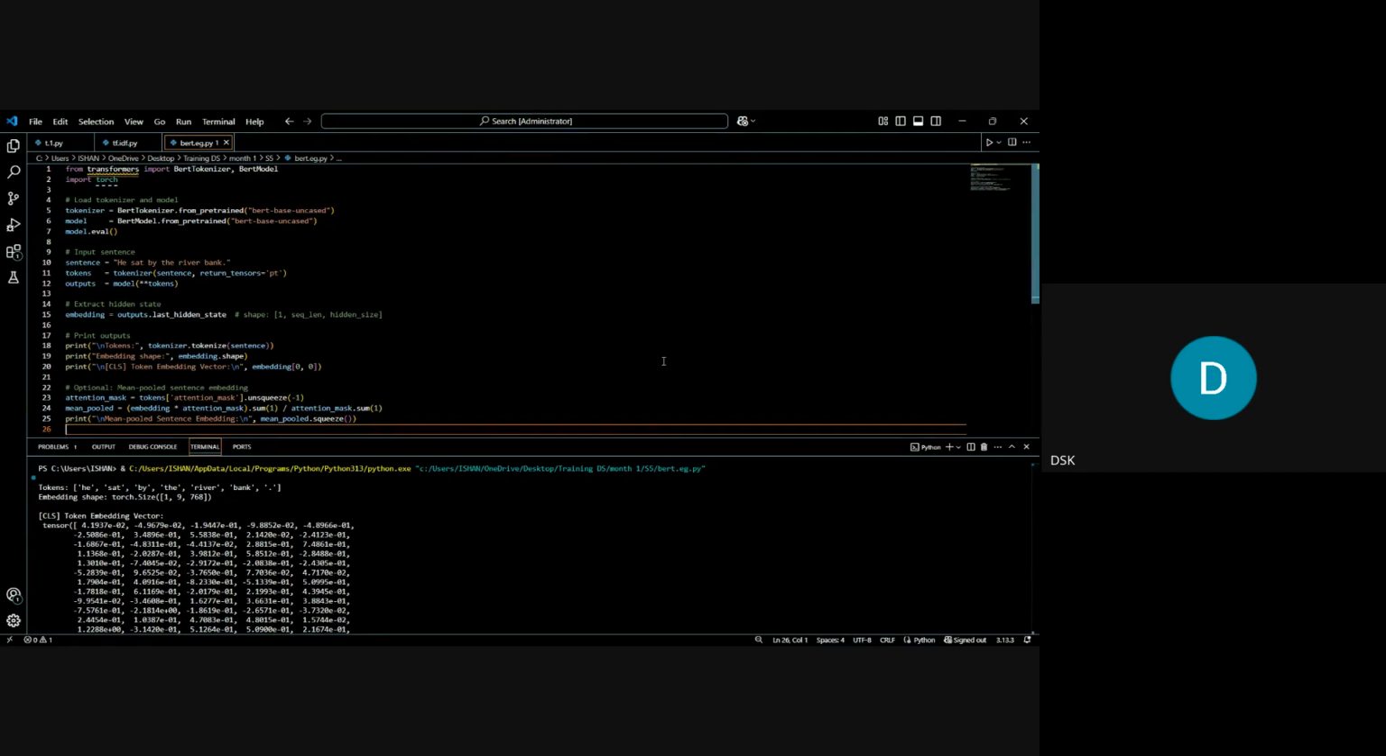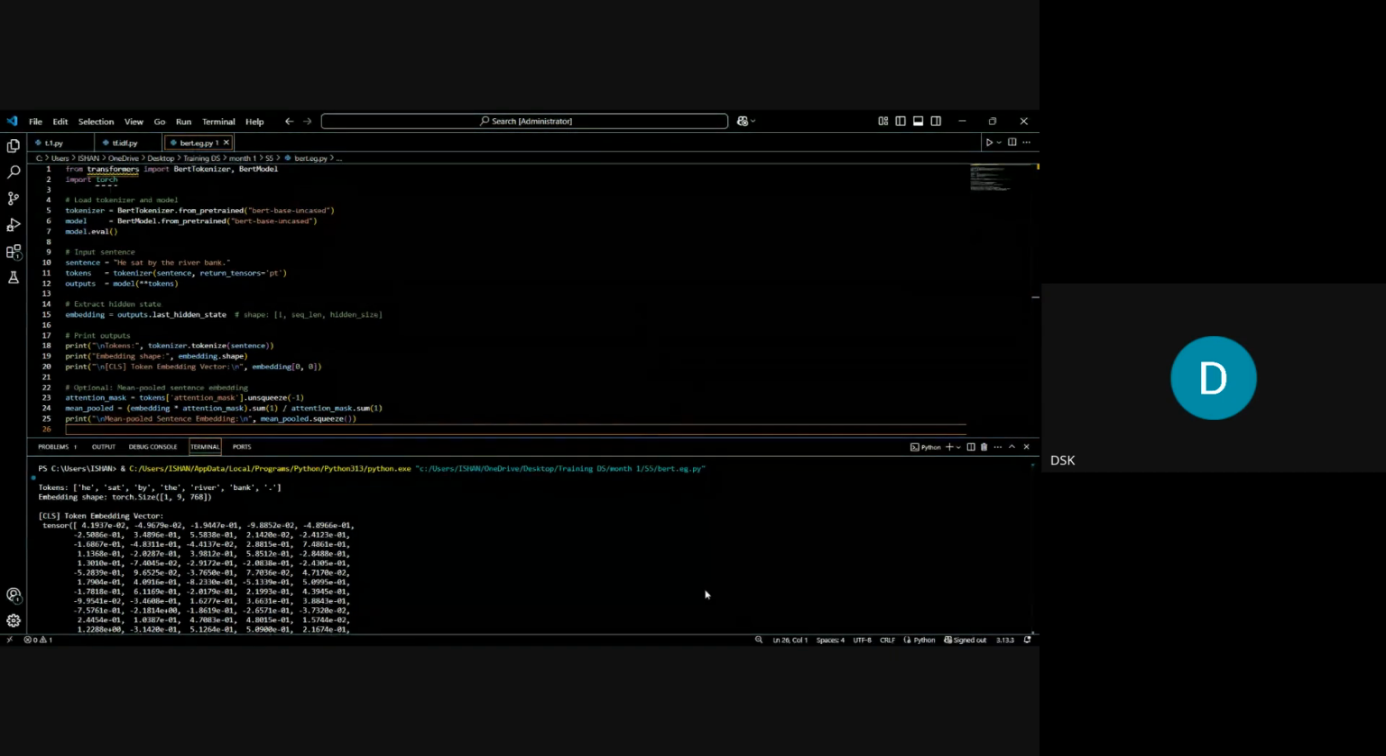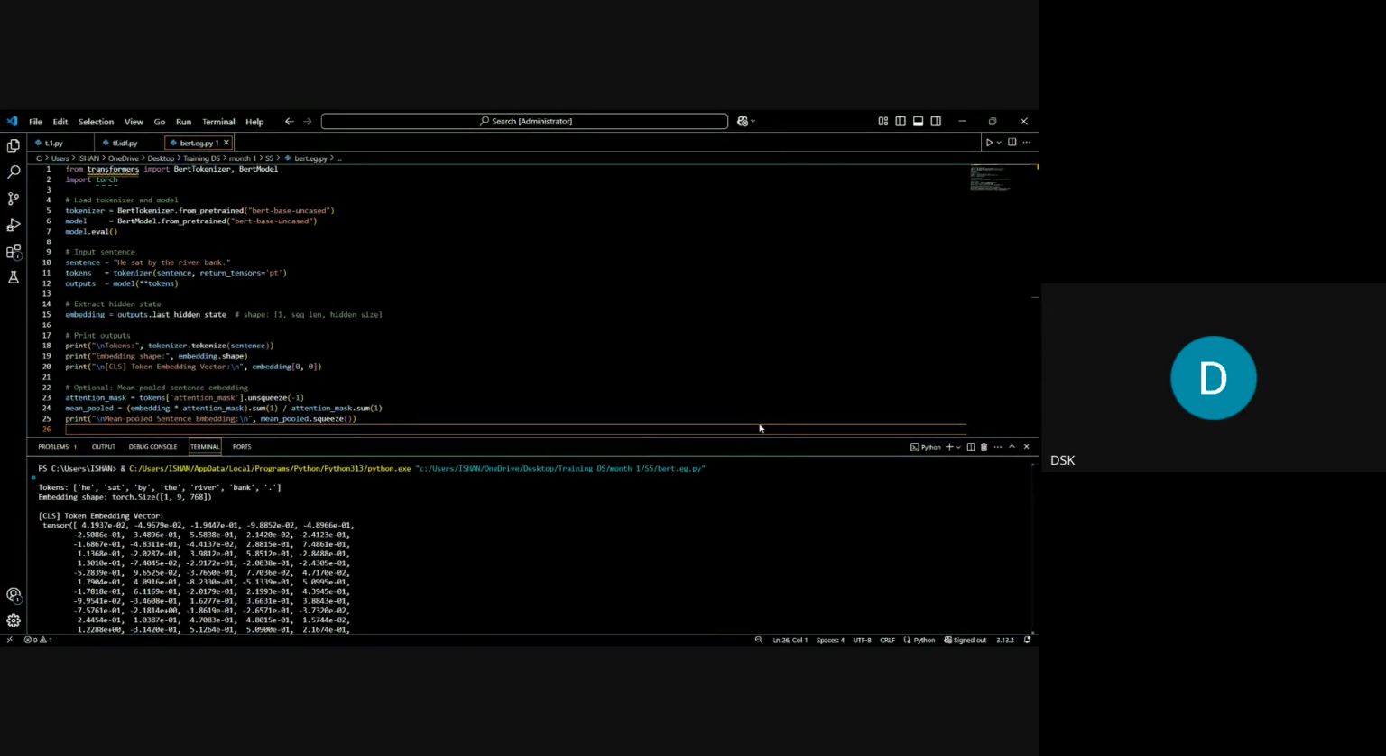So in this we are using BERT. From transformers, import BERT tokenizer and BERT model, which loads the required libraries. Then we are loading the pre-trained BERT model. BERT base uncased means the lower case version of the base BERT model is used, and model.eval tells the model that you are in inference mode, not in training mode.